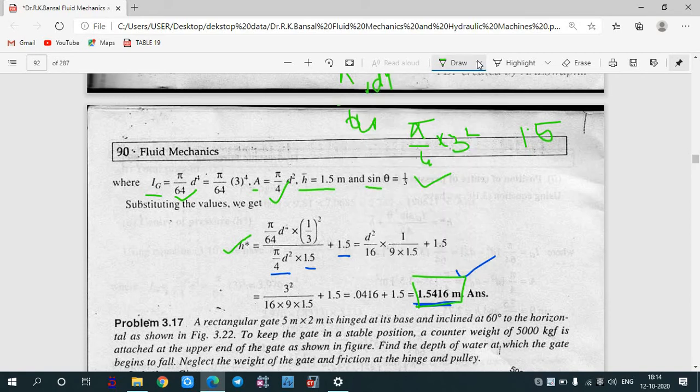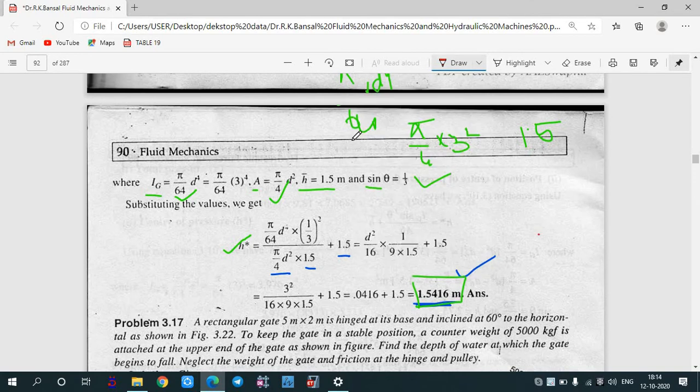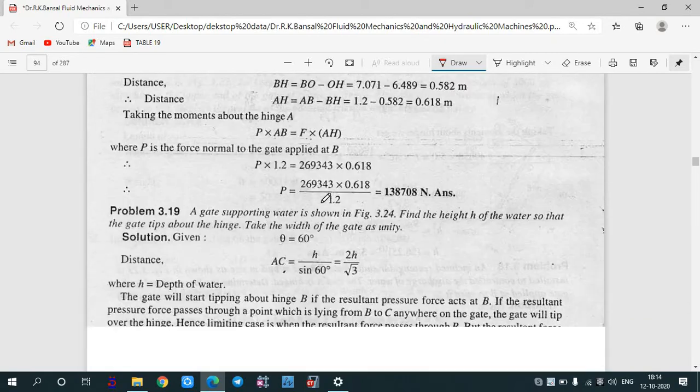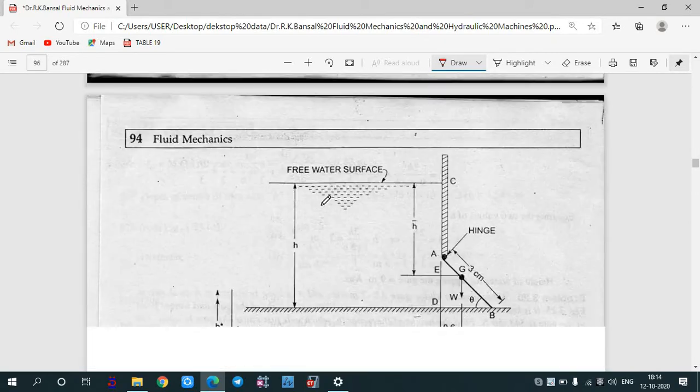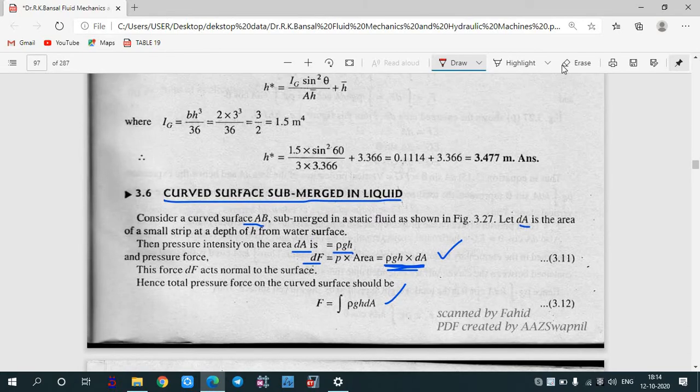I think we have done all the major parts related to the inclined surface. After that, we will be moving to the next topic, that is your curved surface. So let's see what is in the curved surface. Before that, let me rub this. Okay, now we'll start with the curved surface.